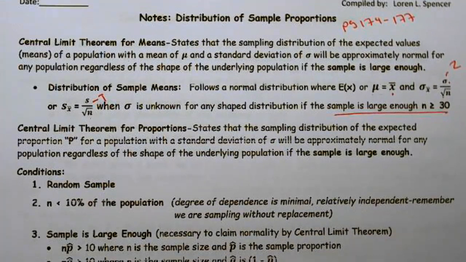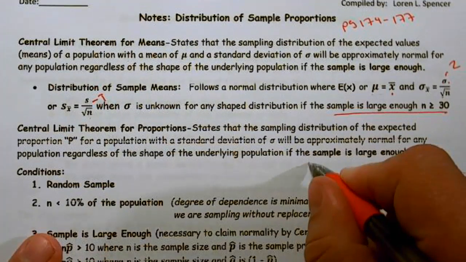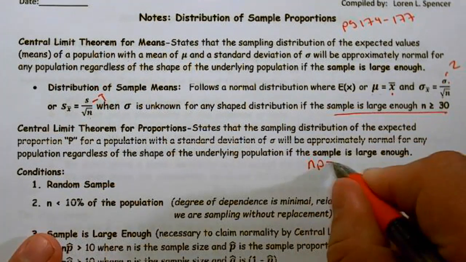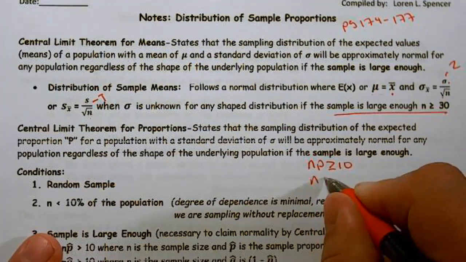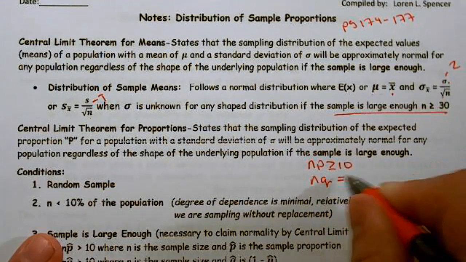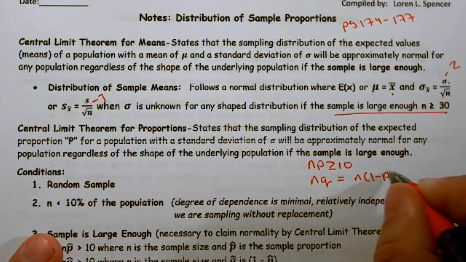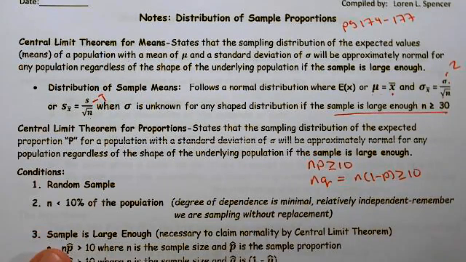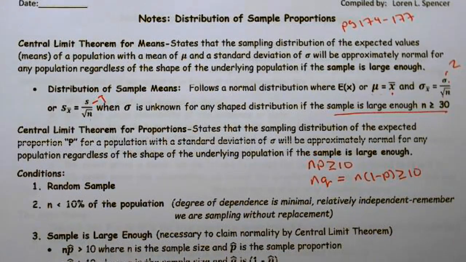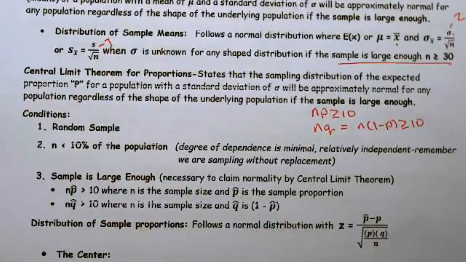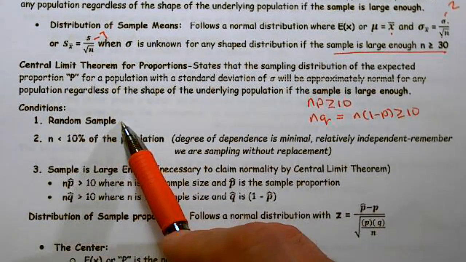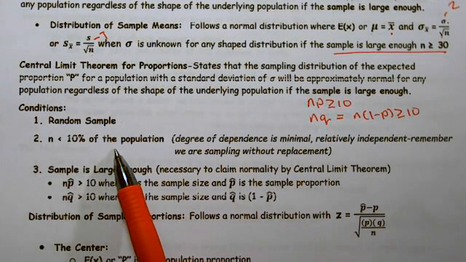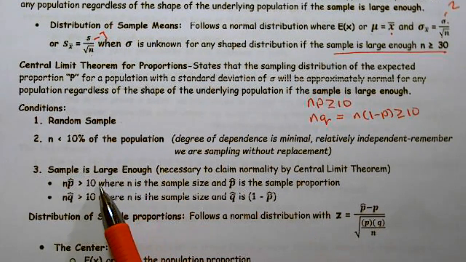But in proportions, we have to have a sample being large enough, but NP has to be greater than or equal to 10, and NQ, which is the same as saying N times 1 minus P, also must be greater than or equal to 10, and we must satisfy both conditions. Also, in order to use that, we must have a random sample, but we had to have a random sample for the central limit theorem. We need n less than 10% of the population, and NP and NQ, as we just said, both must be greater than 10.